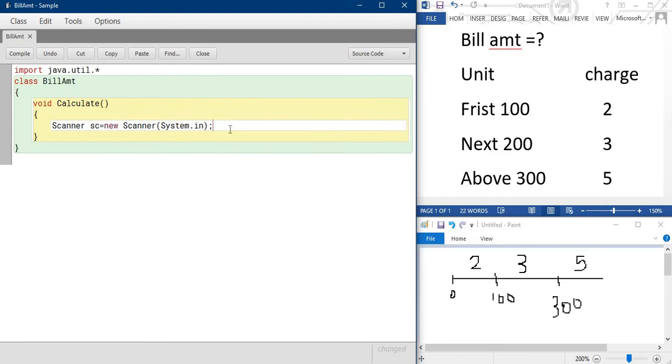Okay, now I'm giving a simple message, and enter the unit bill. How much unit are you wasting? So enter the unit amount. Okay, enter the unit.